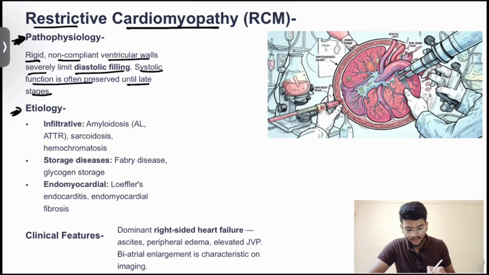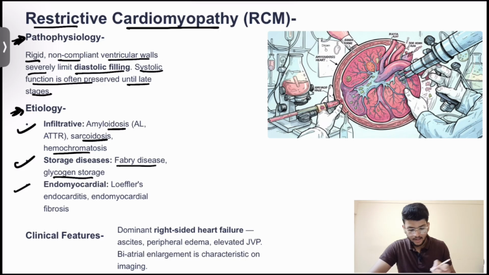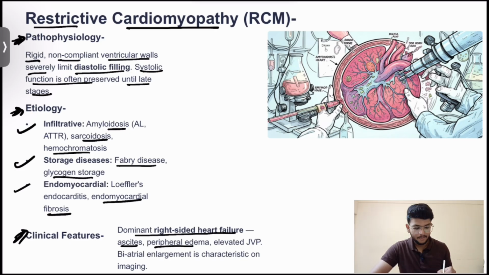Etiology is infiltrative, like amyloidosis, sarcoidosis, hemochromatosis. Storage diseases like Fabry's disease and glycogen storage disease. Endomyocardial causes, like Loeffler's endocarditis and endomyocardial fibrosis, lead to restrictive cardiomyopathy. The clinical features of RCM are dominant right-sided heart failure, ascites, peripheral edema, elevated JVP, and bilateral atrial enlargement, which is characteristic on imaging.